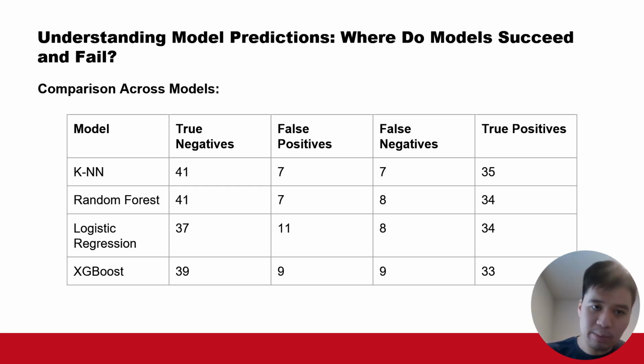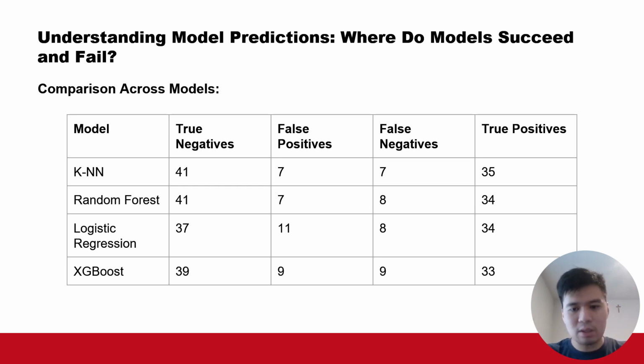So from this table, we can see that KNN strikes the best balance. It minimizes the dangerous false negatives while maintaining strong overall accuracy. This is exactly what we want in a clinical screening tool, catching as many disease patients as possible while maintaining good specificity for healthy patients.